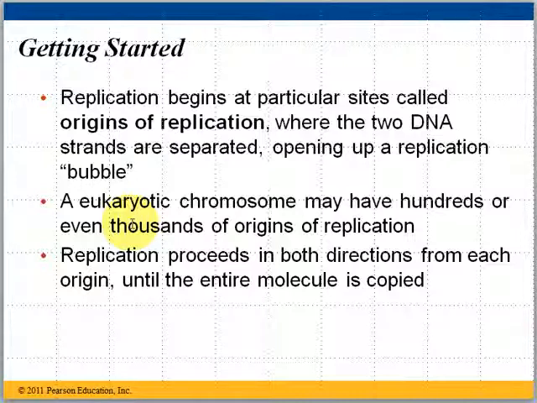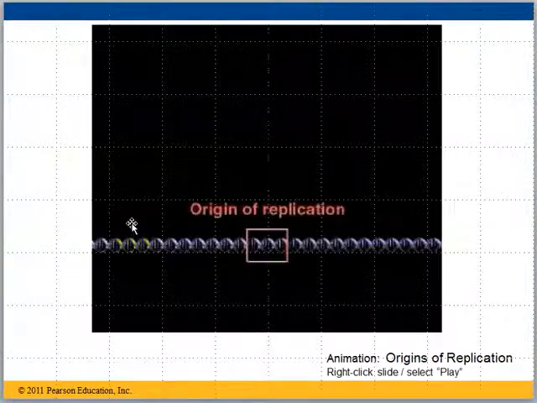In eukaryotes like us and other mammals, there's going to be many hundreds or sometimes even thousands of these little origins of replication that pop up. So all along our DNA molecule, there will be various spots where the molecule unwinds from itself and begins to separate and form these bubbles of replication. And then the replication process actually begins, and it proceeds in both directions. So it will go both left and right all the way through until the entire replication process is complete.